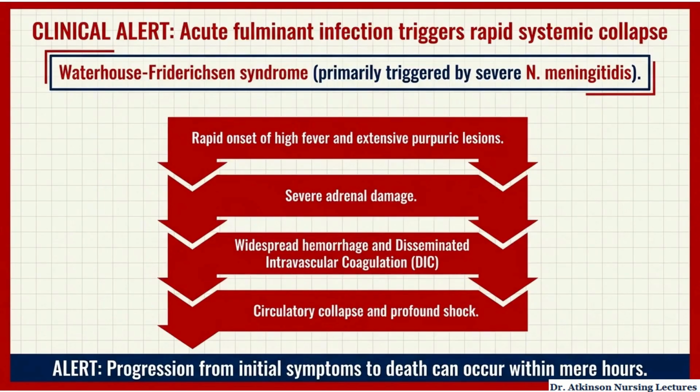This is one of the most catastrophic complications of meningococcal meningitis. Waterhouse-Friderichsen syndrome causes overwhelming sepsis, adrenal hemorrhage, DIC, and profound circulatory collapse. Patients can deteriorate extremely fast, sometimes within hours. An NCLEX pearl here is recognizing the combination of fever, purpuric rash, hypotension, and shock as a true medical emergency requiring immediate antibiotics, aggressive fluids, vasopressors, and ICU-level care.